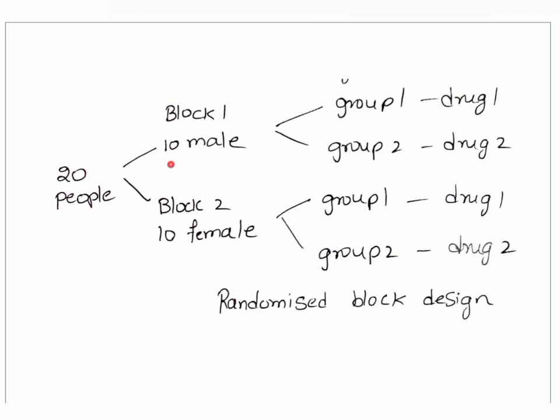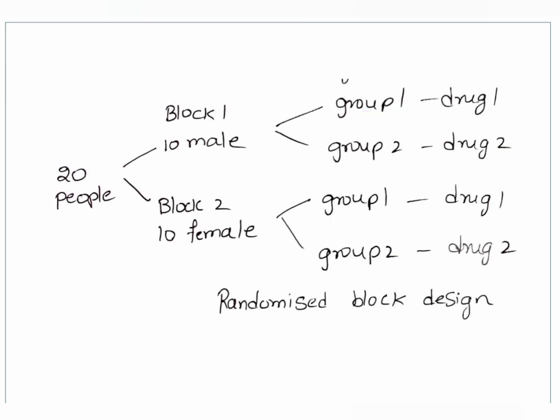So I am taking block 1 with 10 male people, and block 2 with 10 female persons, so we are dividing the 20 people into two blocks. And then we are again going to divide the 10 male persons into two groups, group 1 and group 2. So the two groups are 5 male and 5 male.